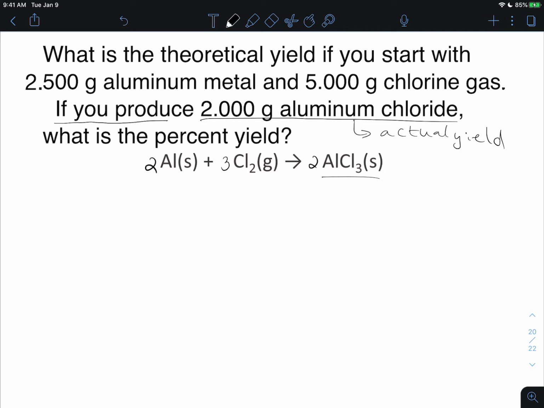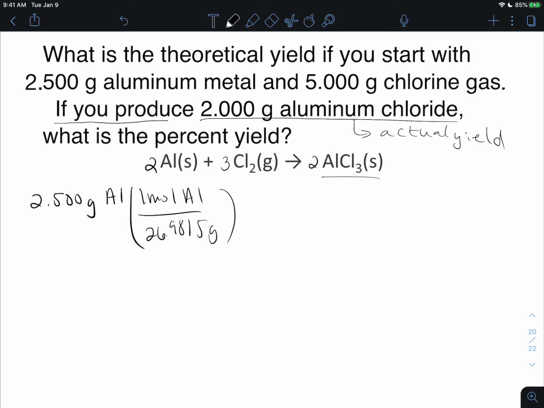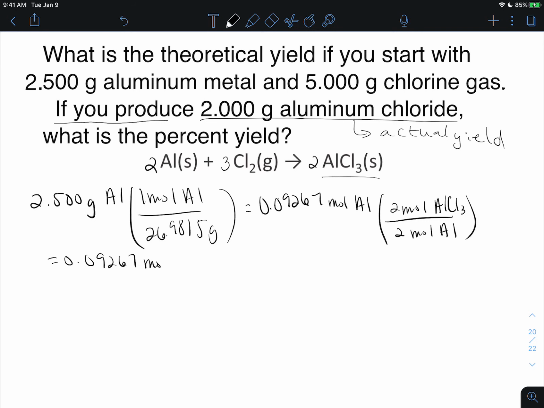Okay, so we've got the startings. We're going to take each of our reactants and convert them into moles of aluminum chloride. So 2.500 grams of aluminum metal. We're going to convert from 2.500 grams of aluminum into moles of aluminum. 1 mole of aluminum has a mass of 26.9815 grams. So we'll take our 2.500, divide it by 26.9815, and we get 0.09267 moles of aluminum. Then we're going to convert into moles of aluminum chloride. For every 2 moles of aluminum, we produce 2 moles of aluminum chloride, giving us 0.09267 moles of aluminum chloride.